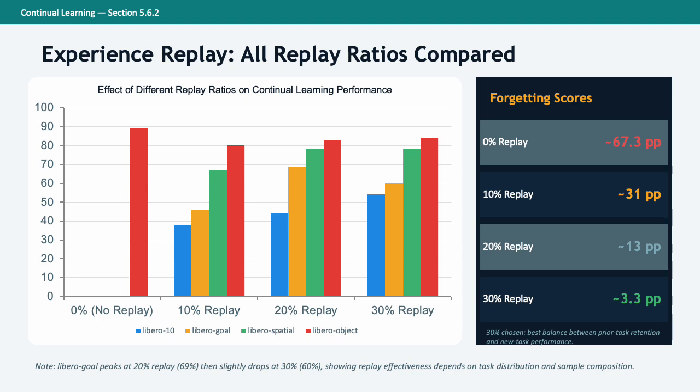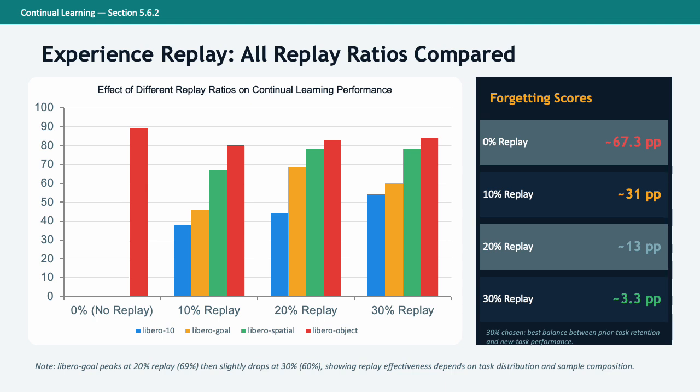Moving on, to solve this issue, we introduce a simple experience replay strategy. The idea is straightforward. Instead of training only on the new task data, we periodically reintroduce samples from previously learned task groups. During training, we tested these replay settings: 10%, 20%, and 30%. The results show a clear trend.